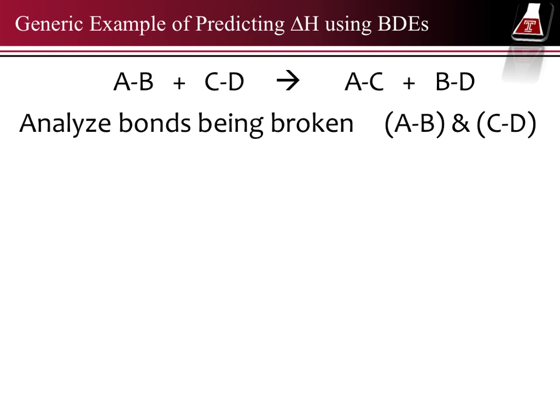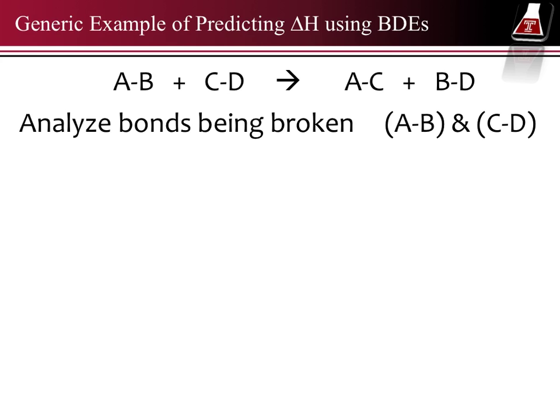Okay, so here we have two generic molecules, A bound to B and C bound to D, being converted into two more generic molecules, A bound to C and B bound to D. What we want to do is predict the energy of this reaction. Is it exothermic? Is it endothermic?